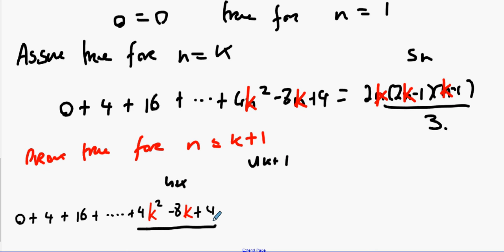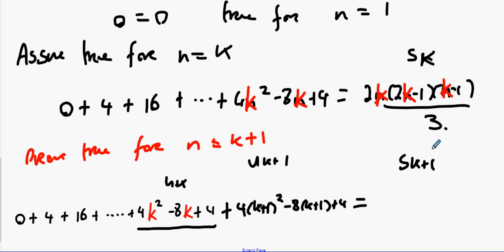Now I have to do uk plus 1 because there's an extra term added on. So it's going to be 4 times k plus 1 squared minus 8 times k plus 1 plus 4. Now, instead of doing s of k, we're doing s of k plus 1. So anywhere I see a k, I'm going to put in k plus 1. So it's 2 times k plus 1, and that's 2k minus 1 there. I just need a bit of extra board to work with here.